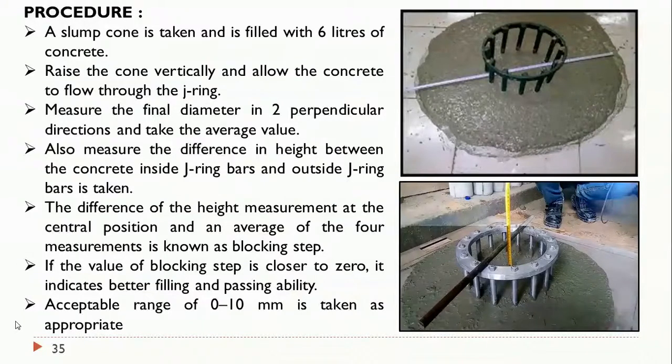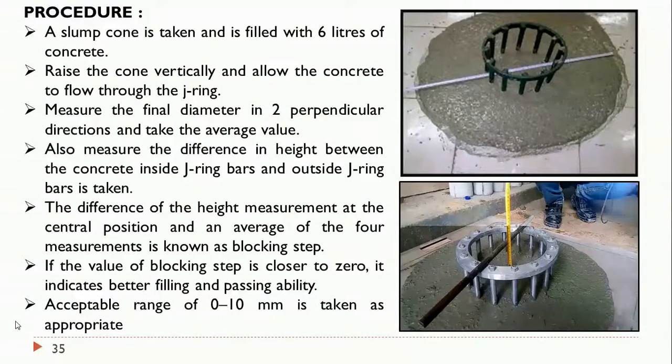We are going to measure that, so the difference between the heights gives the passing ability of the self compacting concrete. Just like the slump flow test, here we require 6 liters of concrete. Once the concrete is filled, the cone is lifted and the concrete is made to flow through the J ring. We have to measure the diameter in two perpendicular directions, just like the slump flow test. We also measure the difference in height between the concrete inside the J ring bars and outside the J ring bars, with respect to the benchmark on top of the J ring.